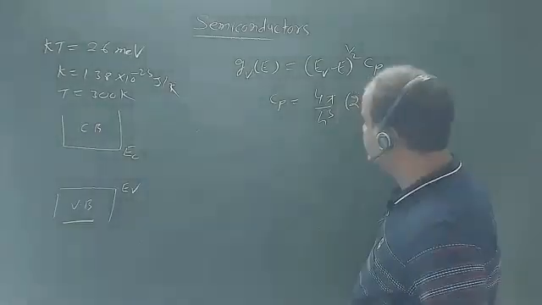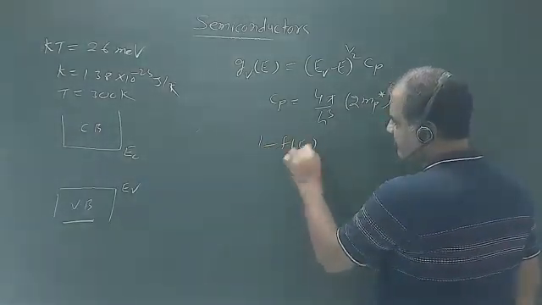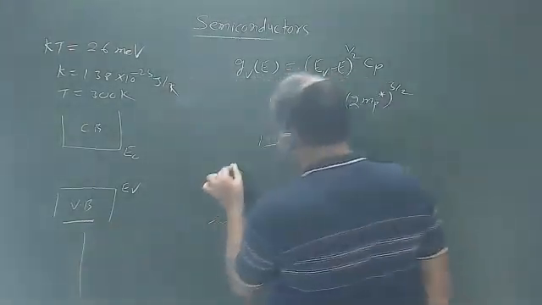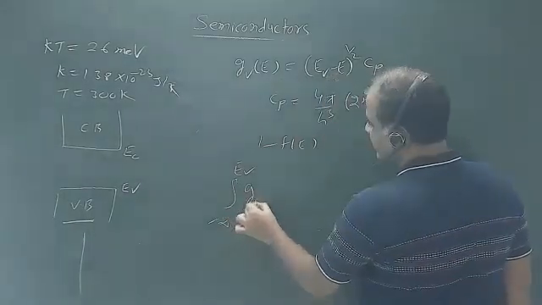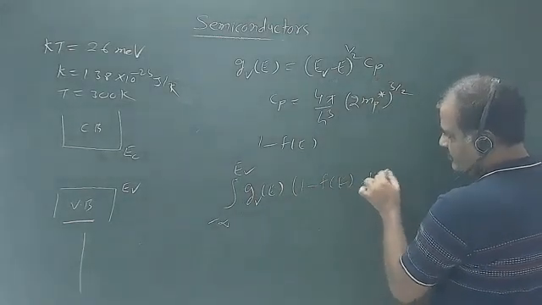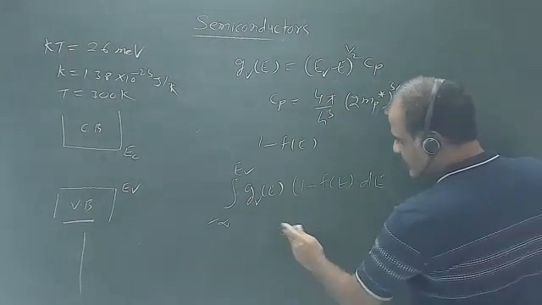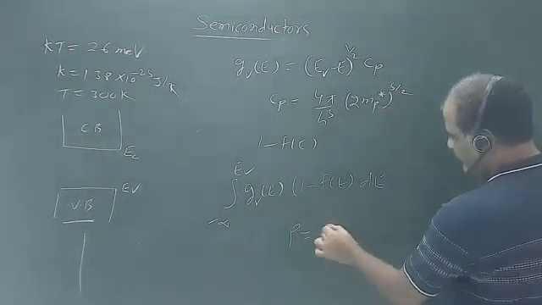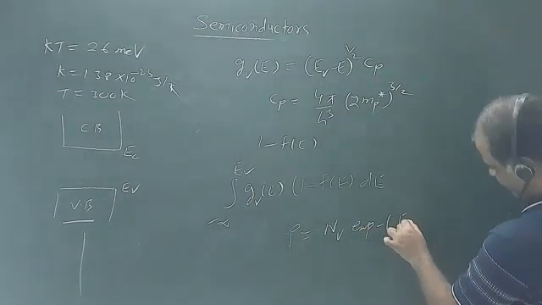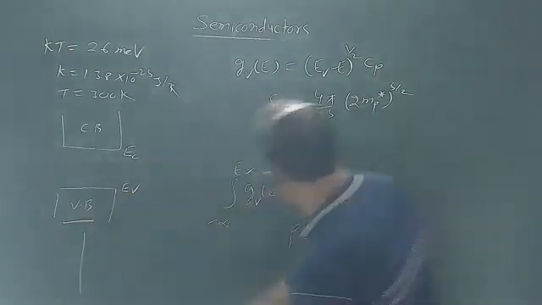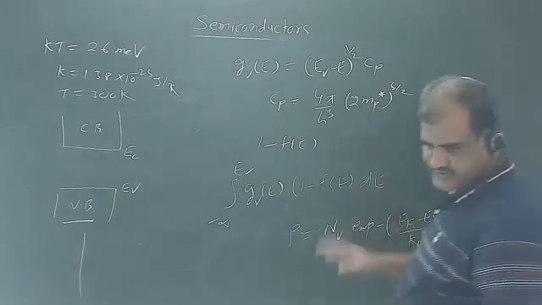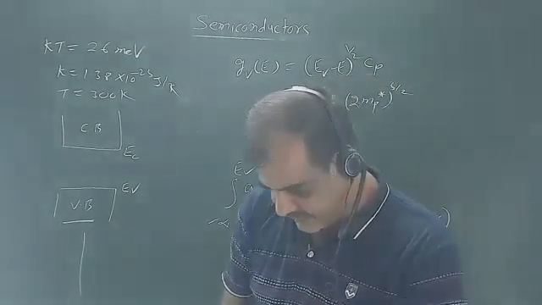So instead of Fe, you have to take 1 minus Fe, and integrate this equation from minus infinity to EV. You integrate Gv(E) times (1 minus Fe) dE, and I told you the answer will come as P equal to NV exponential minus (EF minus EV) upon KBT, because it is the valence band. Tomorrow we'll discuss this formula and start solving problems.